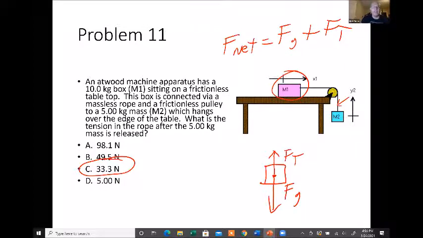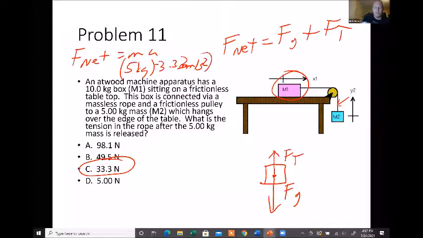We can calculate the net force acting on this object because we know that F net equals ma. And we know the mass of the object is 5. And we know that the acceleration was 3.33 meters per second square. For this object, it's negative 3.33, right? Because it's falling. So let's multiply 3.33 times 5. And that gives me a net force of negative 16.65. All right, that goes here.